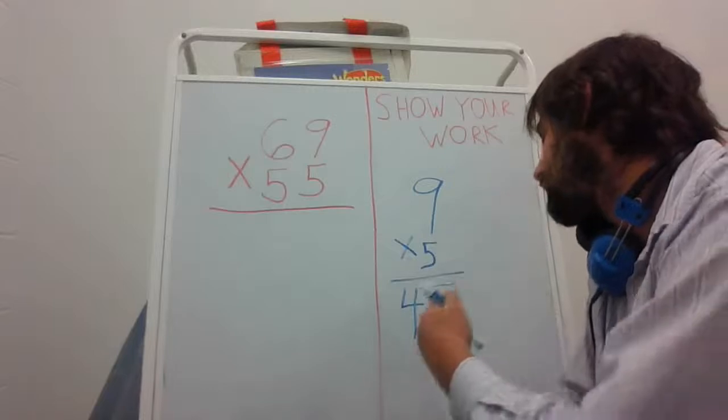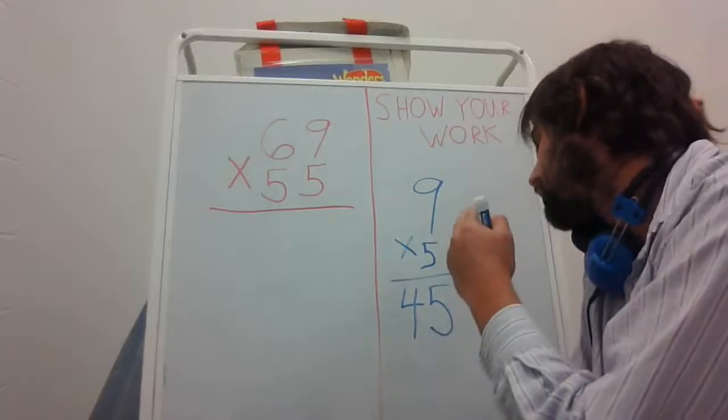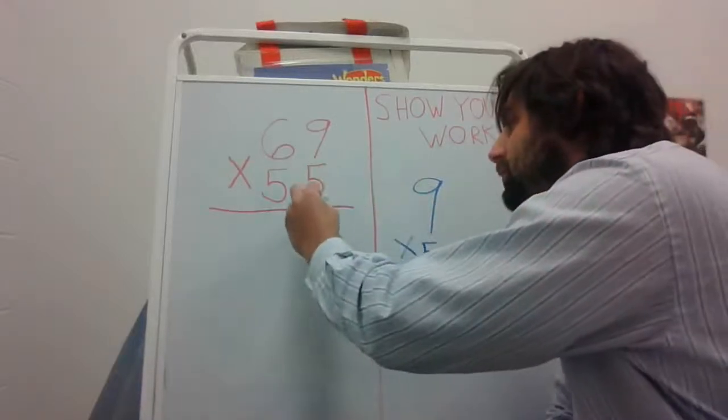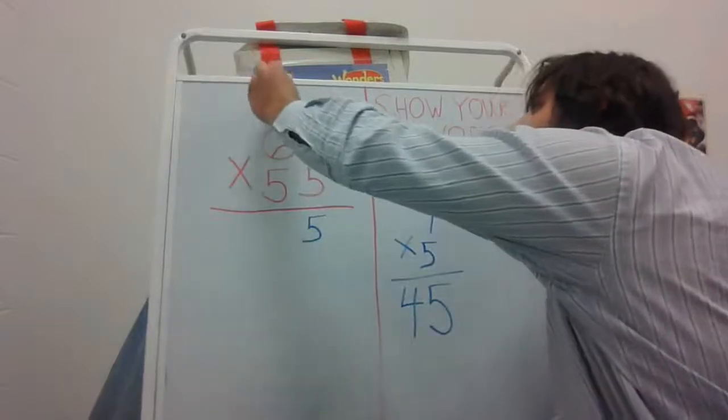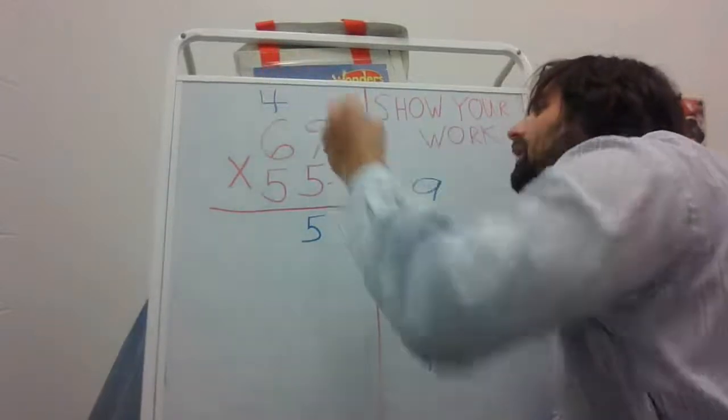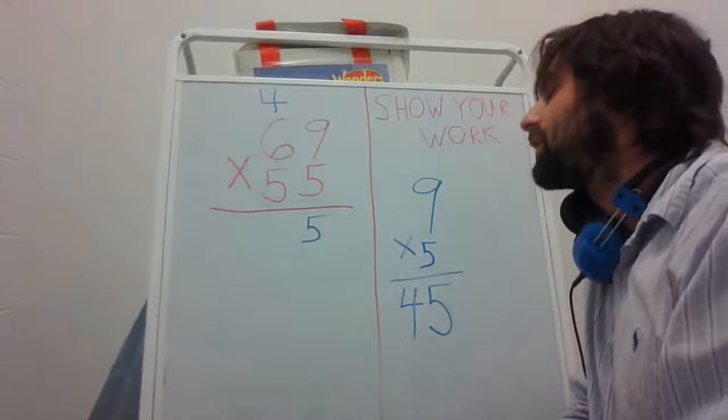So when the product's 10 or more, we got to regroup. So the 5 is going to go in the ones place. The 4, we're going to carry the 4 over to the tens place.